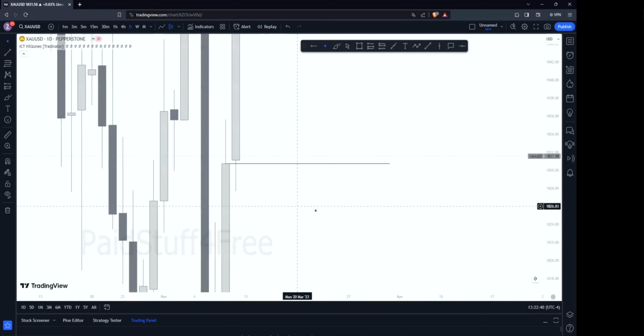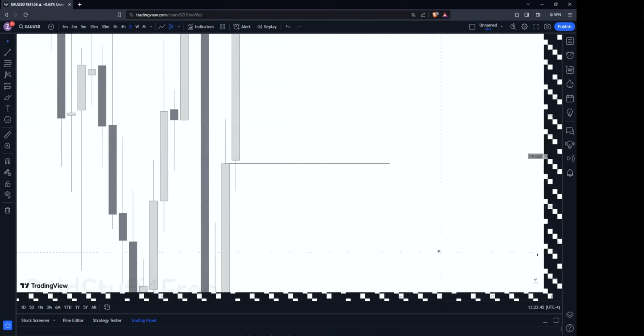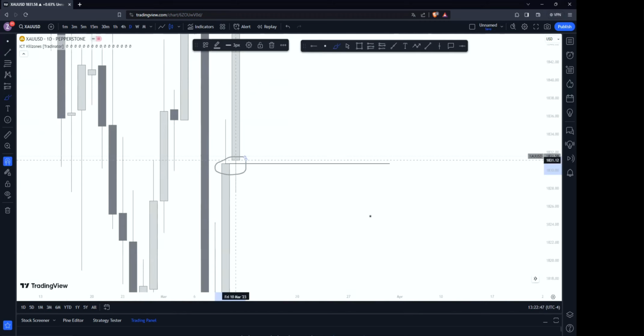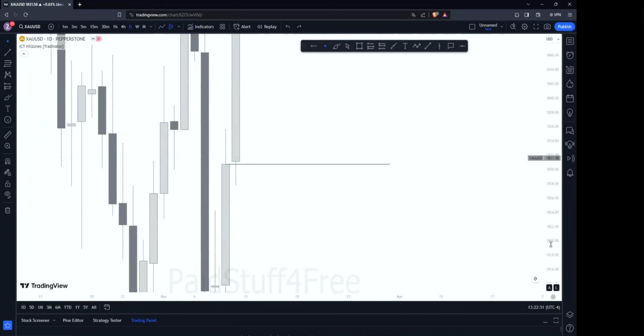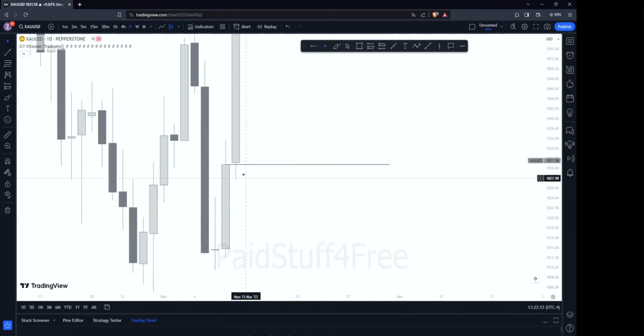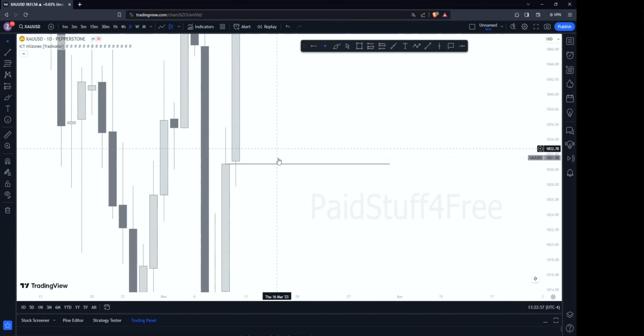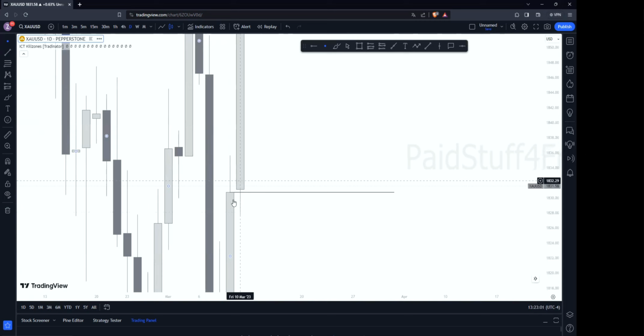It's fresh. Okay, why is it fresh? But we have a wick right here. Isn't that a wick? Yeah, but we need two candles to form a level. So the second candlestick does not count. The wick of the second candlestick does not count.